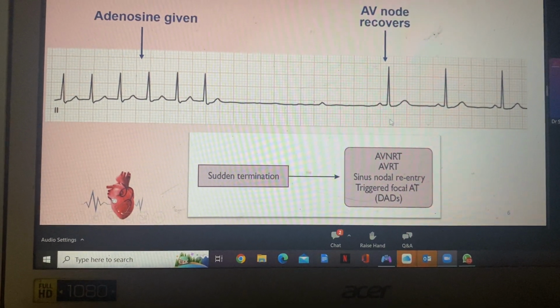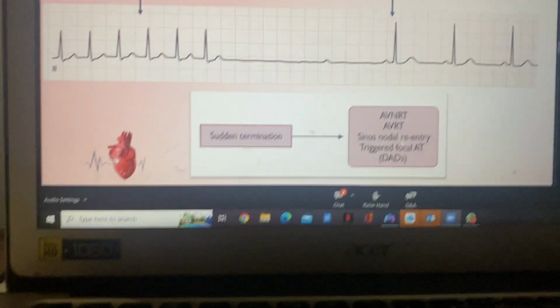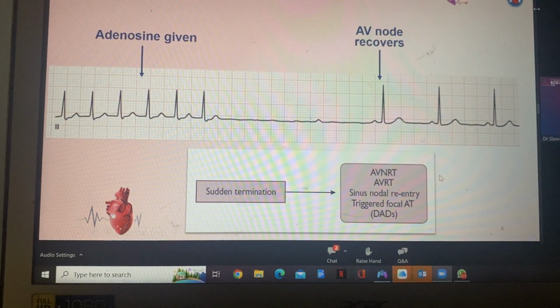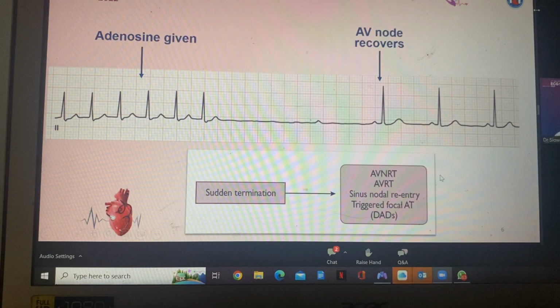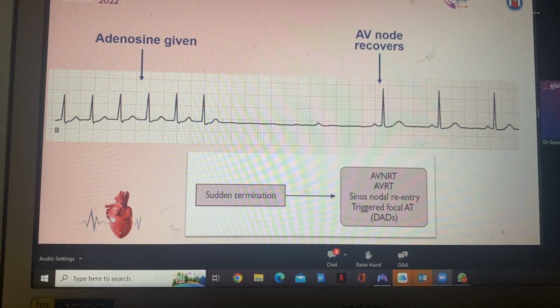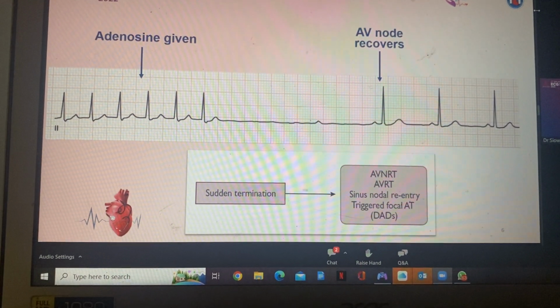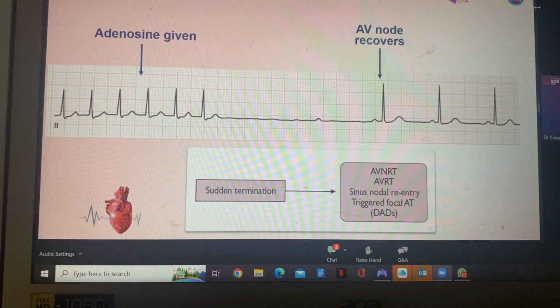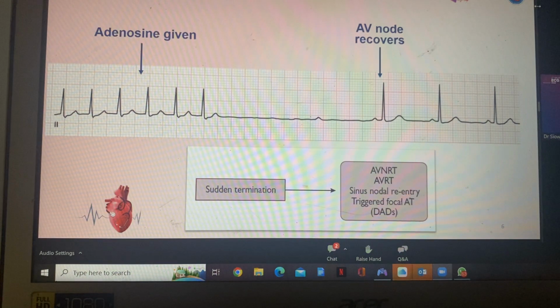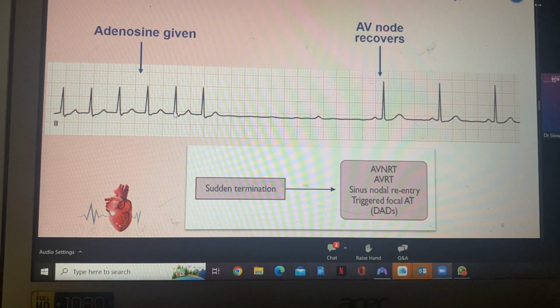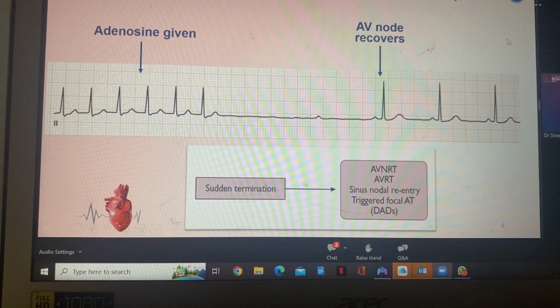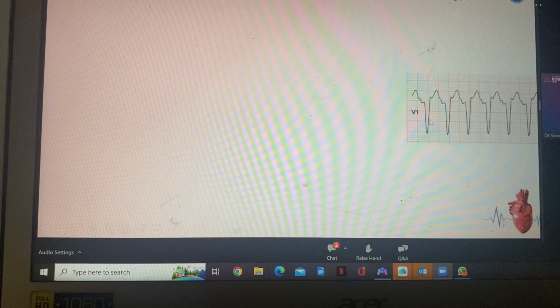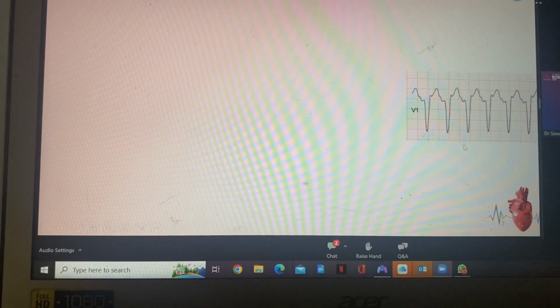Adenosine will actually stop those tachycardias which are re-entrant and depend on the AV node. It means the tachycardia needs to go through the AV node, so adenosine will block this kind of tachycardia and show you on the ECG strips. Now the second example. This is still a narrow complex tachycardia.